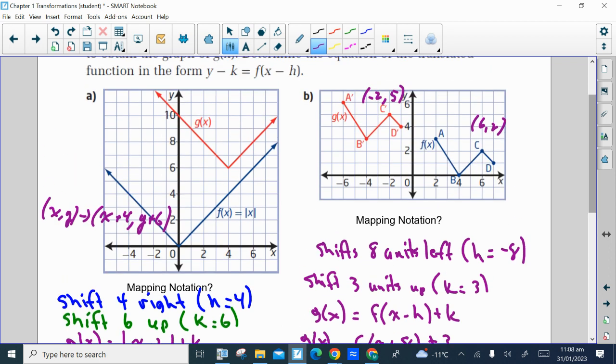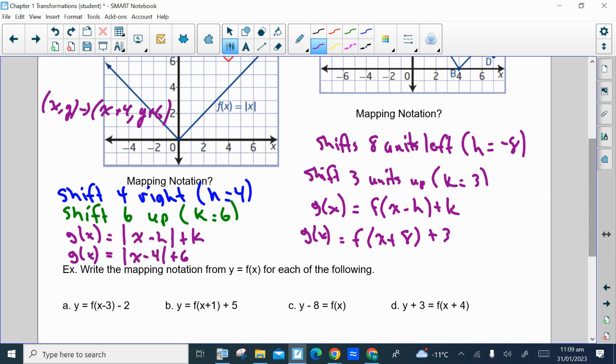Nope, because the base graph is just f at x. If the original graph was y equals x squared, then the new one would have the brackets squared. But that's not what we're starting with. We're just starting with f at x. And our mapping notation, it went 8 to the left, so you're subtracting 8 from the x values, 3 up, so you're adding 3 to the y values.